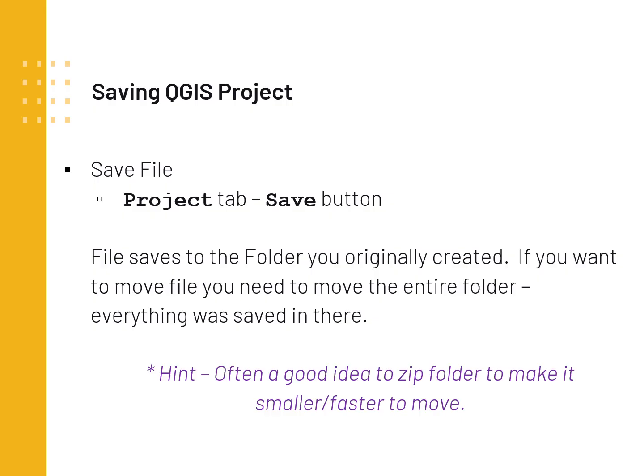The file is going to save in the folder where you originally created it. If you want to move your file to a different machine, you're going to want to move the entire folder. So that's not only the QGIS file, but everything else that we've put in there. A hint, if you're going to be moving your data from machine to machine, it's a good idea to zip up the folder. Then you only have to move one file and you don't have to worry about missing files.